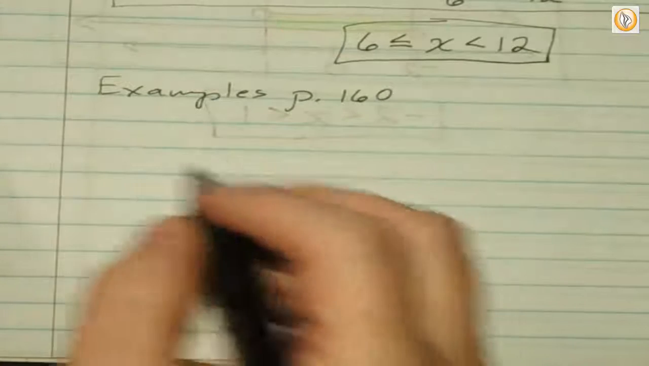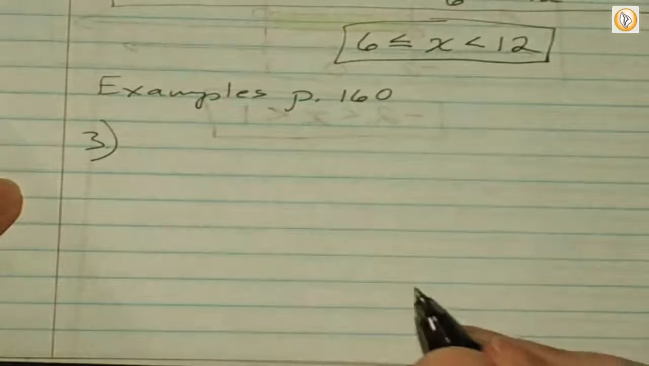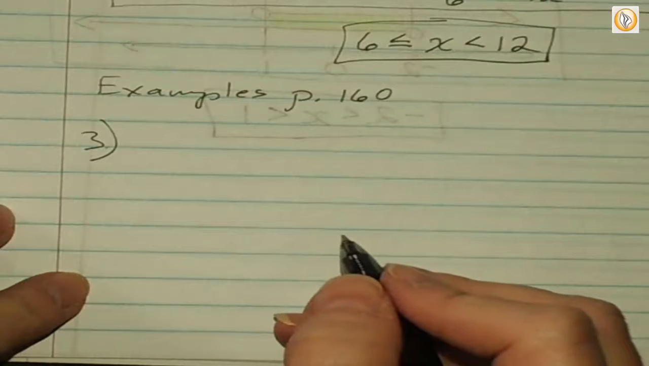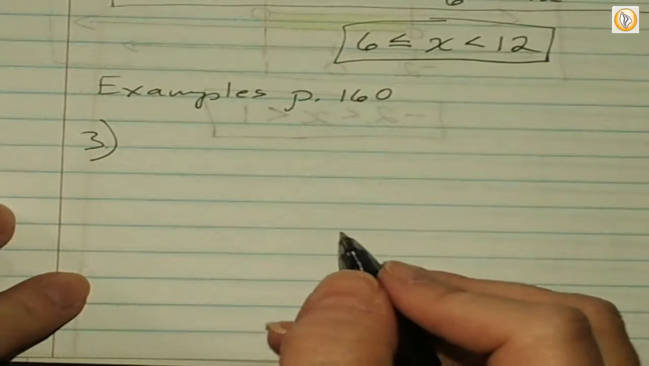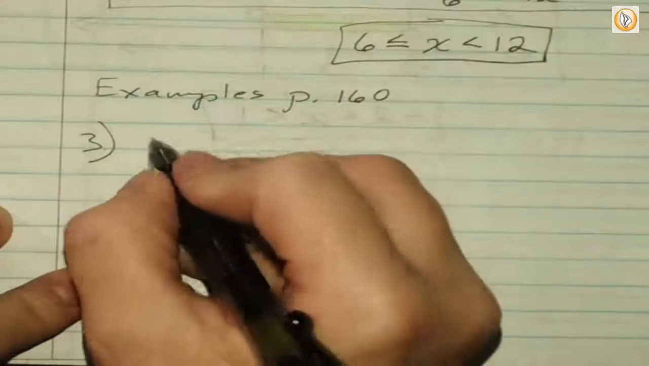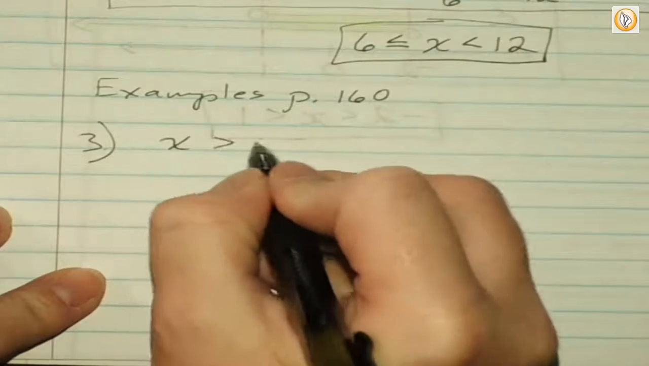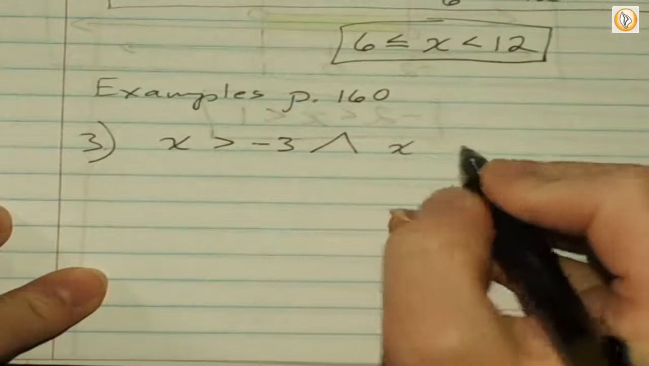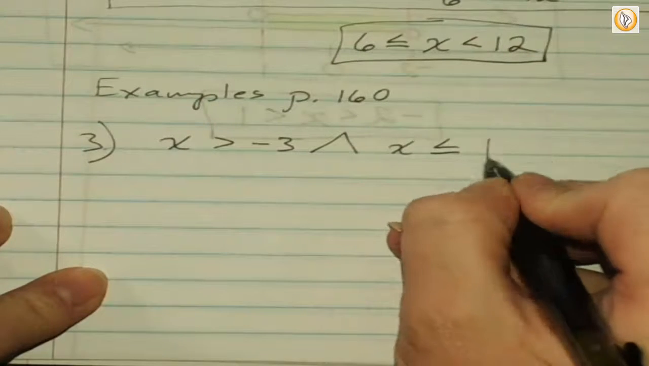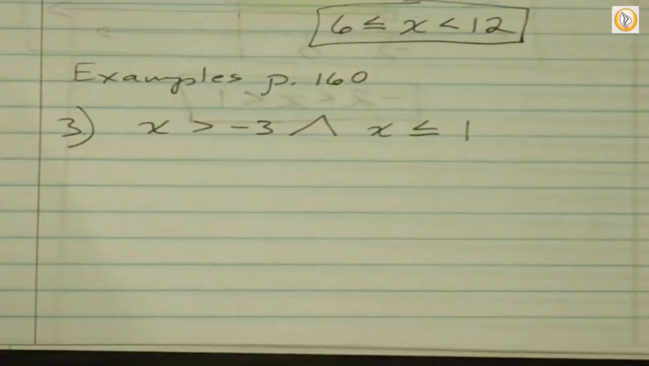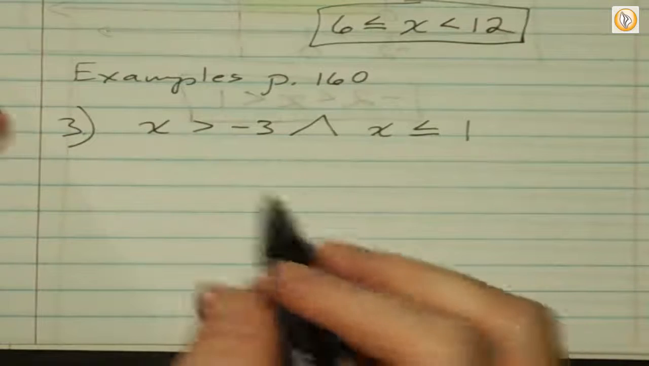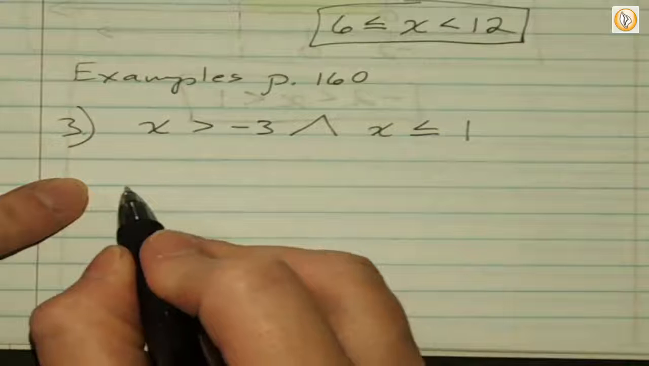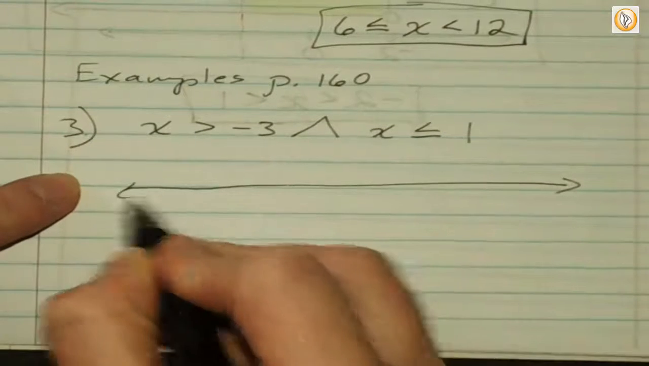Alright. Number 3. Cecilia. It says just to graph each conjunction. So they have x is greater than -3 and x is less than or equal to 1. We already have all this done for us, so all we need to do is graph.